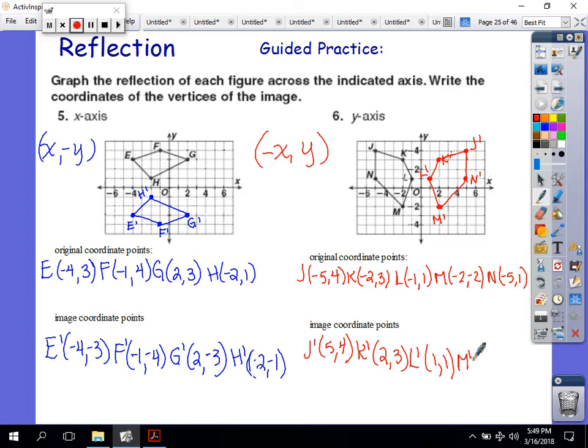For M prime, the negative 2 became a positive 2, its opposite, and negative 2 y value stays the same, so let's try right 2, down 2, and there's M. And the last one, for N prime, we are going to do negative 5 becomes a positive 5, and the y value of 1 stays the same, so it should be right 5 and up 1, and there it is. So there's those. Okay, let's check the next page.